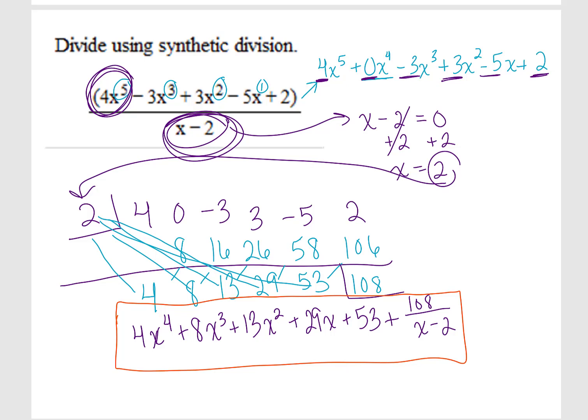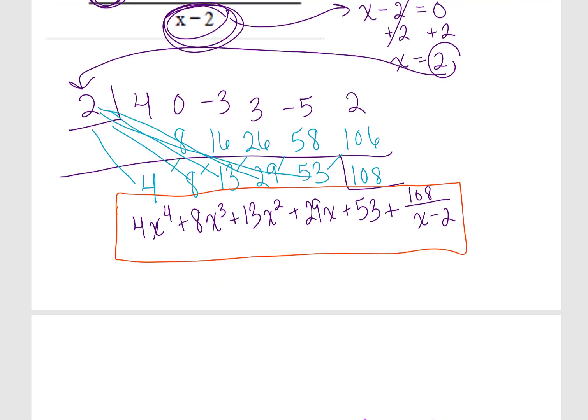So practice, practice, practice. I would say to make sure you go down the criteria of saying, okay, am I dividing by a linear factor? Okay, set my denominator equal to 0 and see what number is going to go in my pocket. When I look at my numerator, are they missing any powers? Are they in descending order? And so go through those questions.